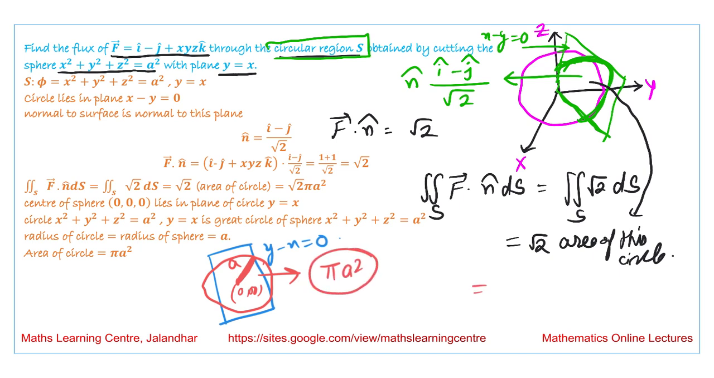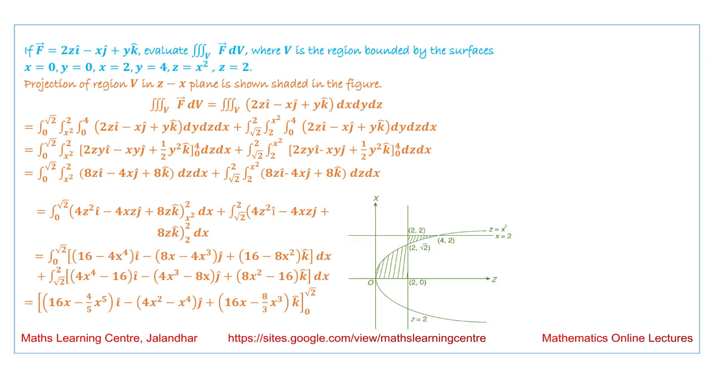So the answer we obtained is equal to square root 2 pi a square. So this is the value of this double integral. Next, if f vector is equal to this, we have to evaluate the value of f vector dot dv over the volume V, where V is the region bounded by the surfaces.